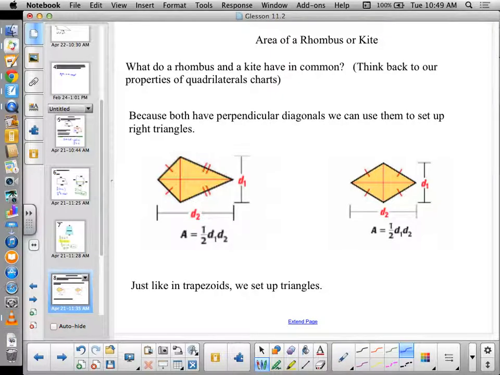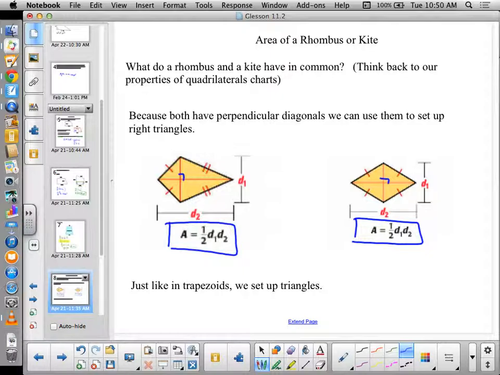And because their diagonals are perpendicular, when I draw on their diagonals, what kind of triangles do we get inside? Right. We get right triangles. Okay? And because of this similarity, I could go through the whole explanation like we did with the trapezoid. I'm not going to bother this time. But because of that, we get this special formula that can be used for both parallelograms and rhombuses. And that is the area is 1/2 times the product of the diagonals.